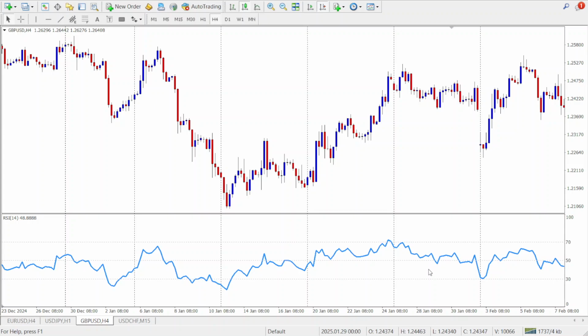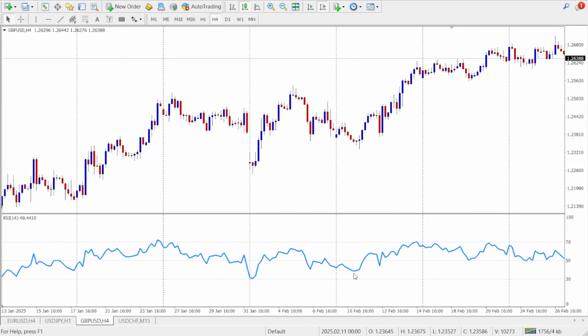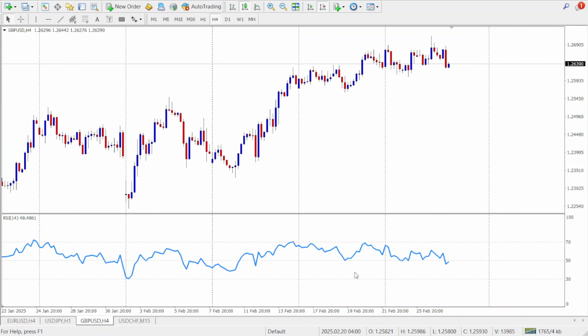Now, traders use RSI to identify trend strength, potential reversals, and confirm entry points in a strategy. But here's the catch. RSI is based only on price movement and does not consider volume. RSI works well in trending markets but can generate false signals in choppy or ranging conditions. So how does MFI compare? Let us find out.